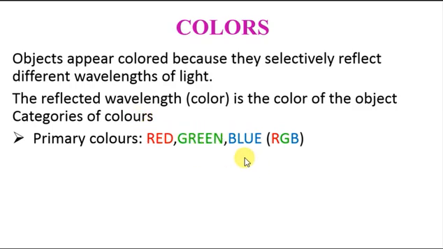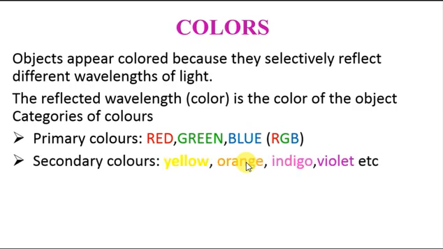When we mix any of them, we can start creating other colors, like the ones we call secondary. Secondary colors, we have yellow, orange, indigo, violet, etc. We have even the ones we call tertiary, other colors. But for this video, I will restrict myself to these.